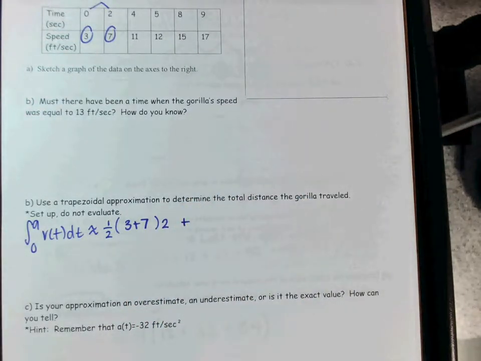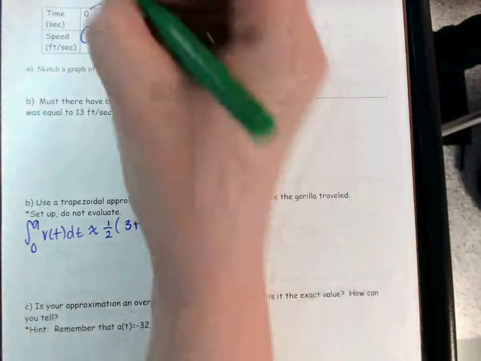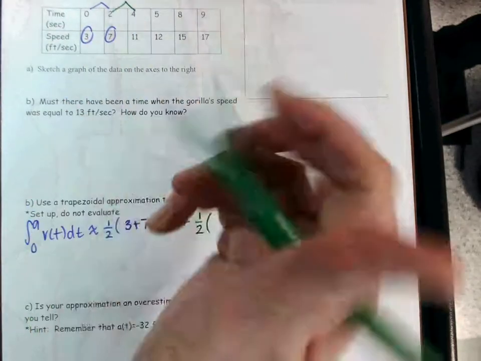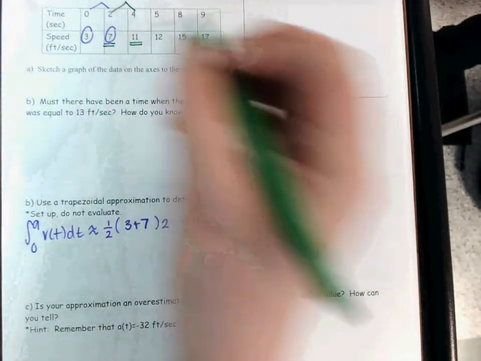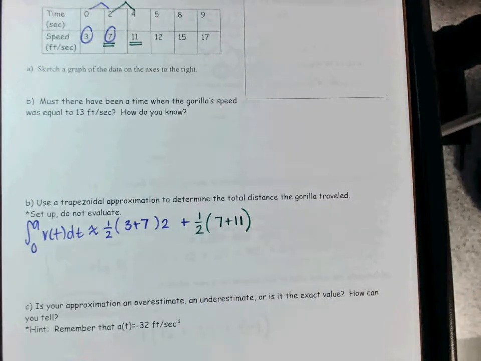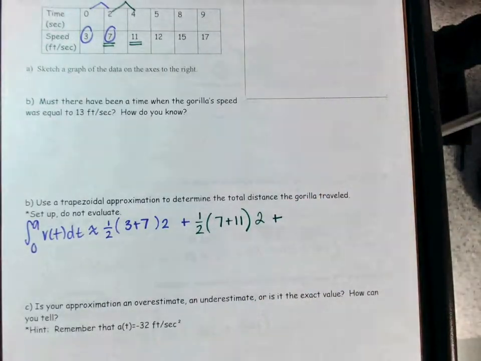Next one, I'm going from 2 to 4 this time. I'm going to put my 1/2 in the front. Then what are my y values at 2 and at 4? Remember, 7 gets used again, and then 11. Then what is the delta x from 2 to 4? 2. Plus.